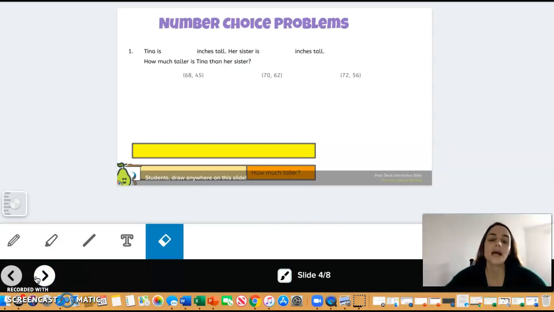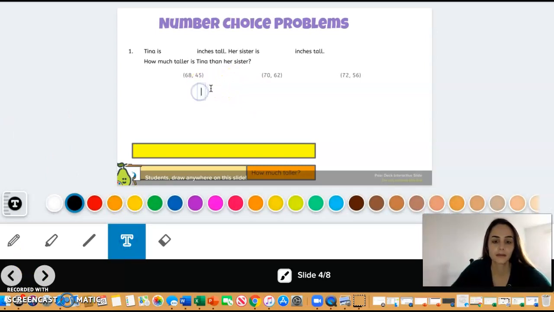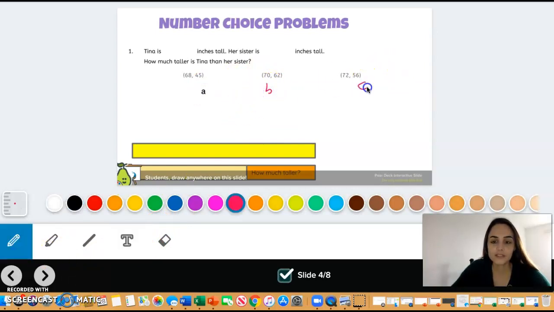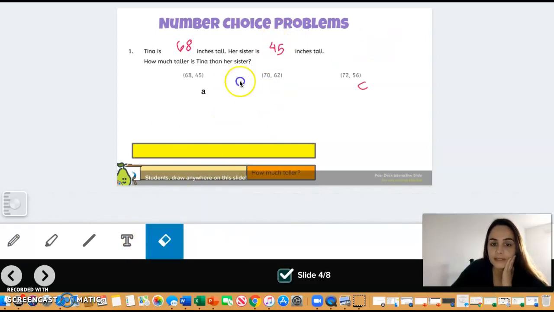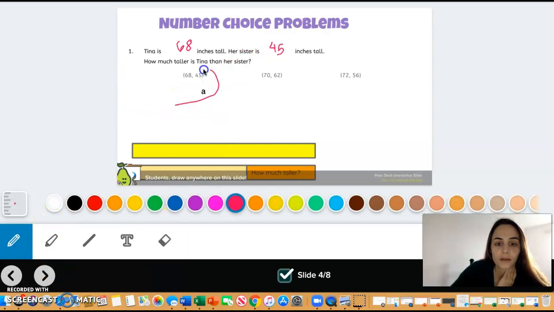Okay, here we have a number choice problem, and this is something that you're gonna see in math this week. So here you have three options. You have A, you have B, or you have C. You can choose the numbers that you want, okay? So I'm going to choose option A. I'm gonna write 68 first and 45 then, okay? So I don't need this. And what I'm doing here is A, okay? This is the word problem that I'm focused on now, okay?